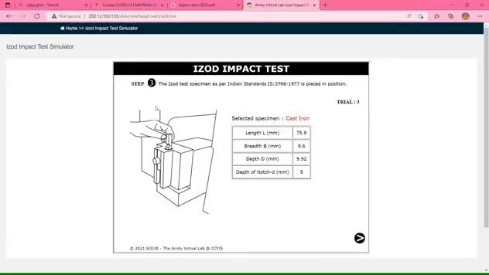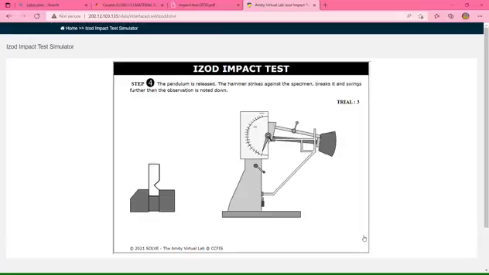For trial 3, the selected specimen is cast iron. We got the length 75.9 millimeter, the breadth 9.6 millimeter, the depth 9.92 millimeter, and the depth of notch D 5 millimeter. Okay, then we proceed to step 4. The pendulum is released and the hammer strikes against the specimen, breaks it, and swings further, then the observation is noted down.